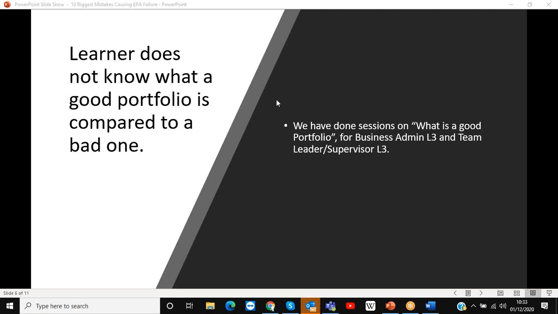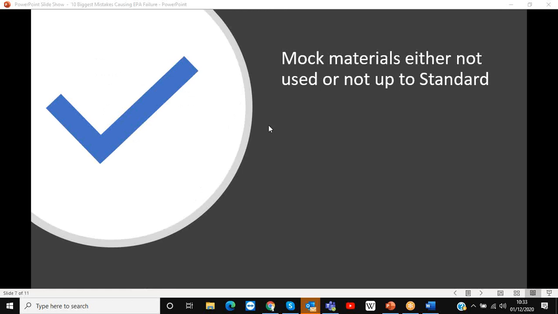Okay, so I'm going to move on to the next one, which is, again, I'll mention this as number 4 now in the top 10. What we're also finding is, certainly with some of the colleges and training providers coming to us, a lot of them are mentioning the mock materials either not used or not up to standard, etc.